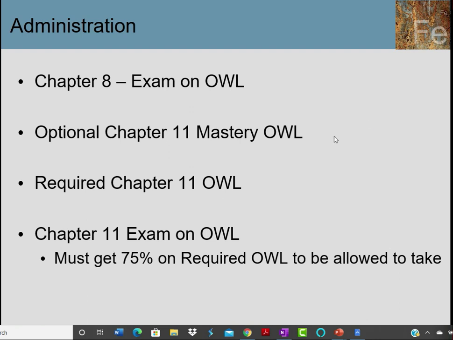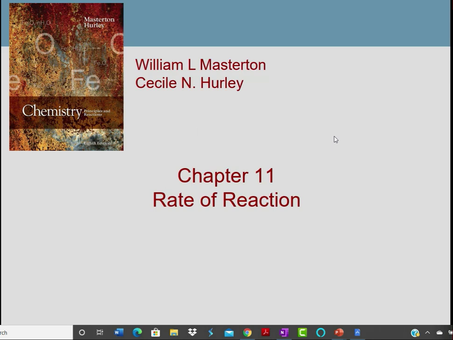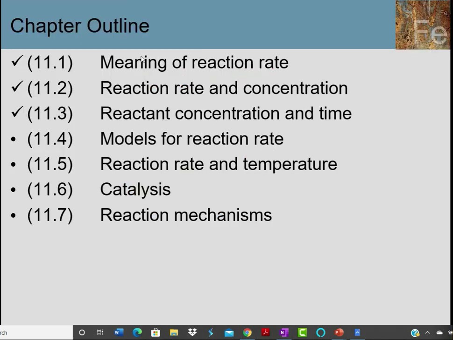Anyway, with that aside, let's talk about the content. So this is chapter 11. We've done 1 through 3. We're going to do 4 and 5 today. Now, warning: 4 and 5 have a lot of math to them. And what I've done in both 4 and 5 is I've tried to highlight the equations that you need to be able to use by putting them in yellow boxes.